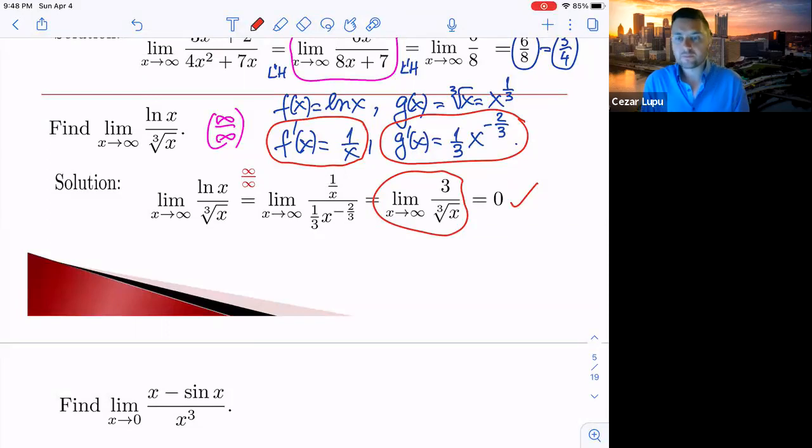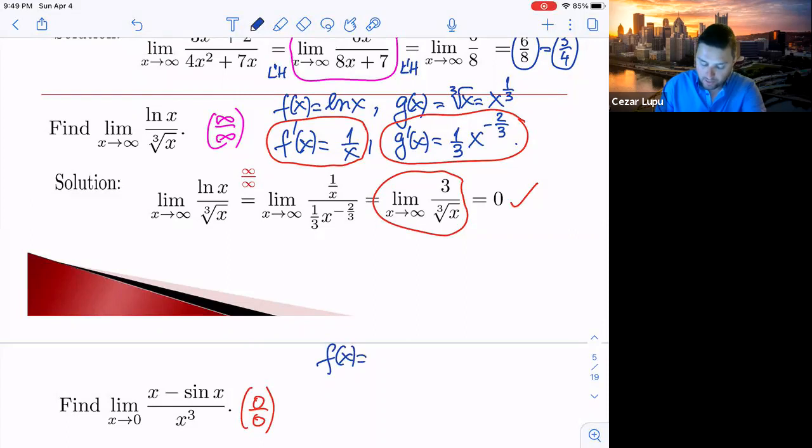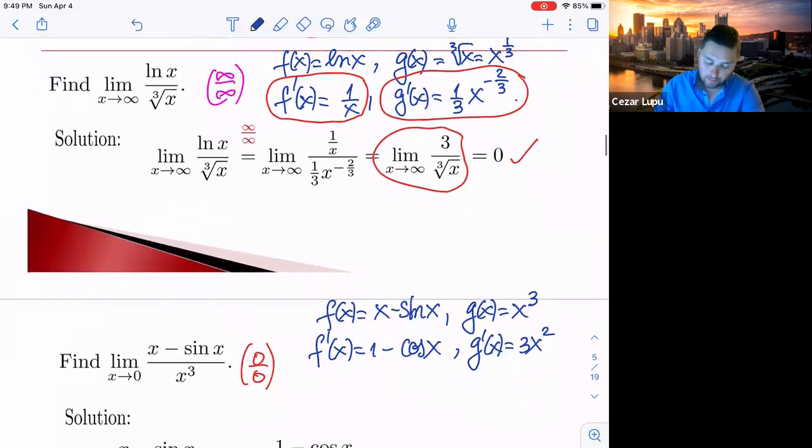Well, let's see. We need to plug in x equals 0, because we would like to see what kind of indeterminate form we're dealing with. We get 0 minus sine of 0, which is 0, over 0 cubed, which is 0. So the indeterminate form is 0 over 0. Great. So we're in a good position to apply L'Hopital rule. Let's say that f of x is x minus sine of x, and g of x is x cubed. F prime of x is 1, the derivative of x, minus the derivative of sine of x, which is cosine, so it's 1 minus cosine of x, and g prime of x is 3x squared. All right, great. So these are the derivatives.